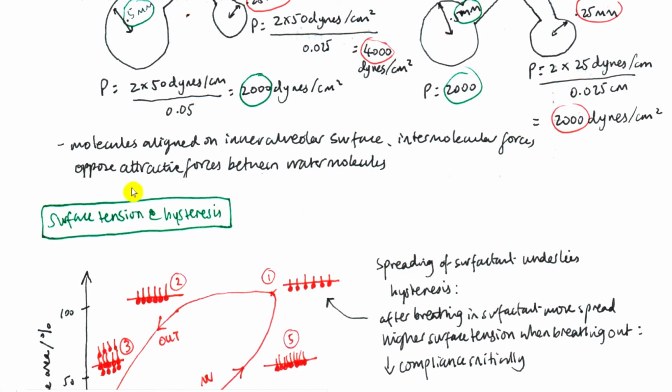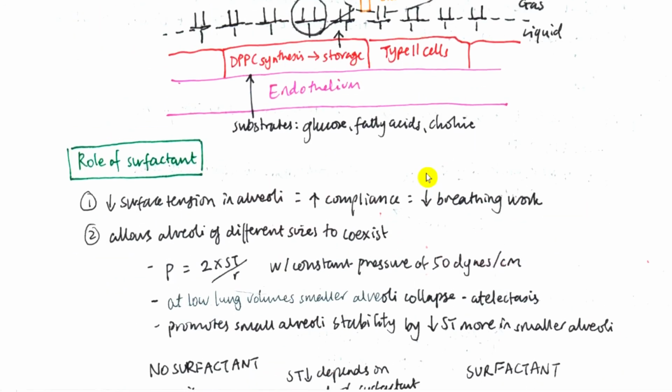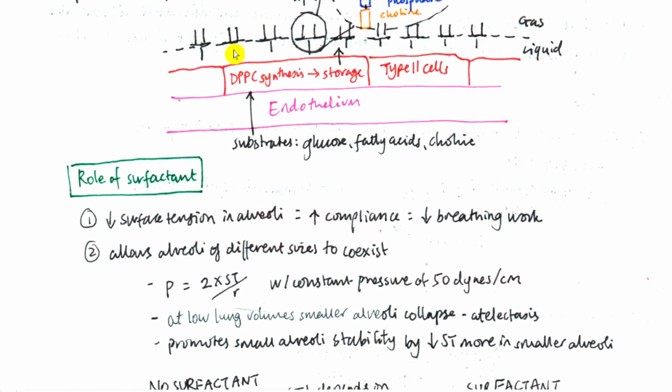So how does it actually do this on a molecular level? The molecules are aligned in an inner alveolar surface. We've got intermolecular forces between the water, which are causing the surface tension and making the alveoli more likely to collapse. But these surfactant molecules are aligned, as you saw here, and they decrease the attraction between the liquid molecules, so the lung can expand a bit more easily.